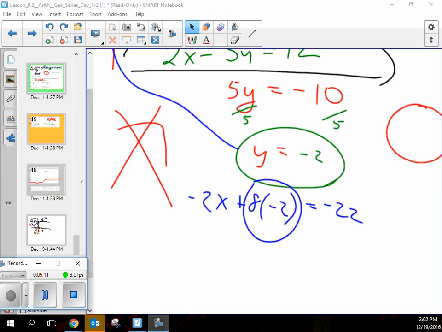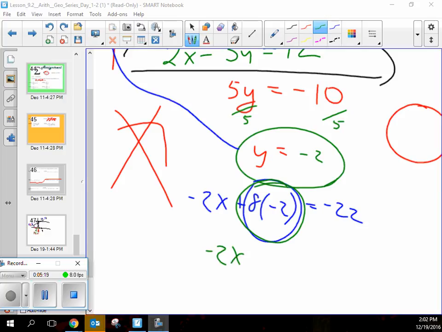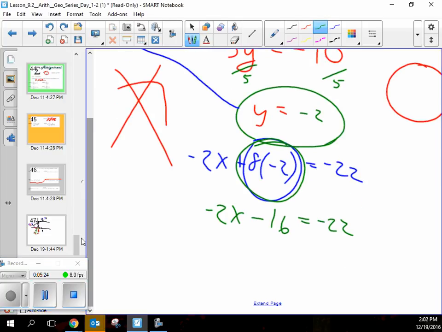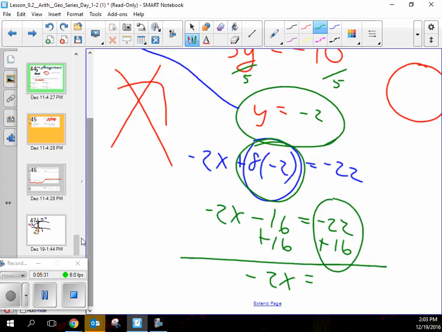Okay, so to finish this off, that makes negative 10. Sorry, negative 16. So I have negative 2x minus 16 equals negative 22. Then I'm going to add 16 to both sides. And you should have said negative 2x equals that. And again, you'd have a calculator on this test. I really wish you could do it without. I know a lot of you can. But if you can't, then you need to be able to put in negative 22 plus 16 on your calculator. And that's going to be negative 6.